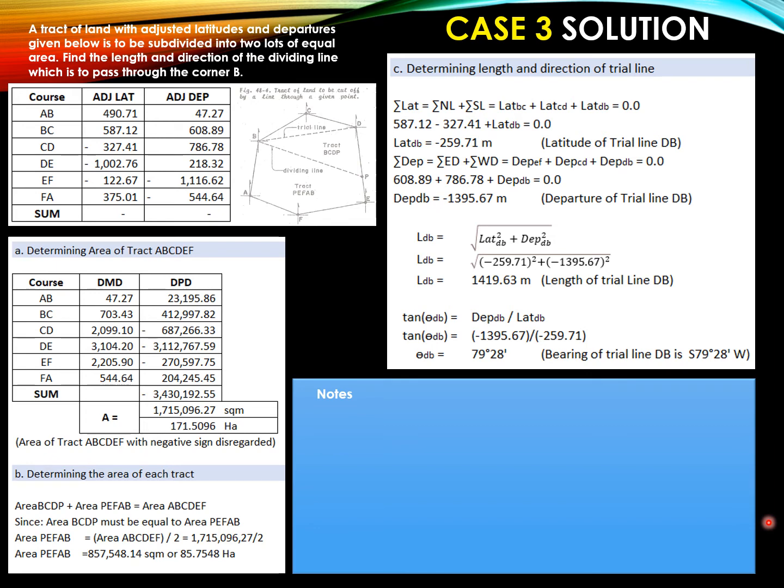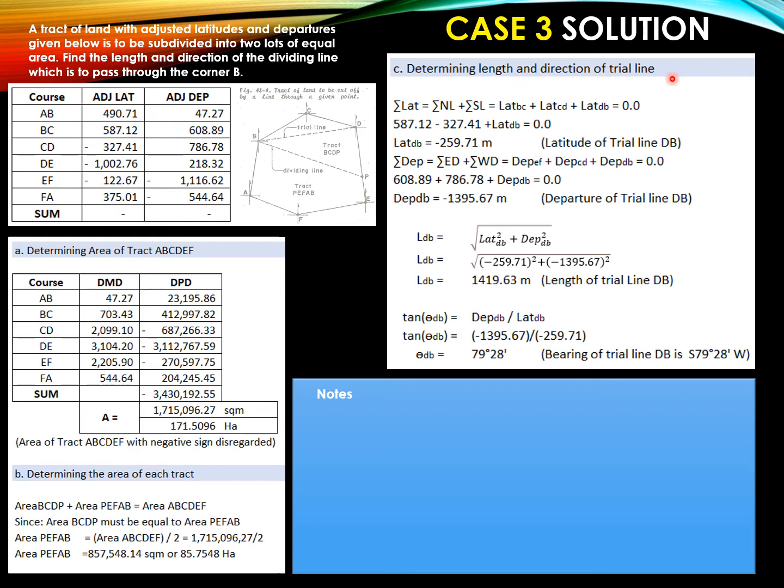Okay, here's the computation. This one is to determine the area, so 171. In order to get the 2 equal areas, we just need to divide it into 2. So, this one, 85.7548 hectares. Next is determining the direction, the length and direction of a trial line.